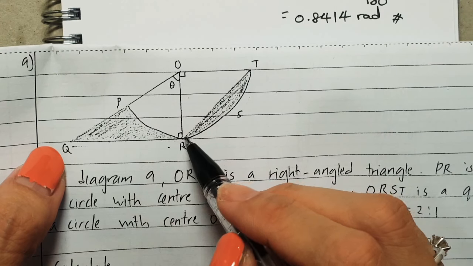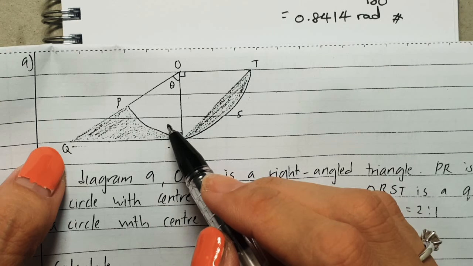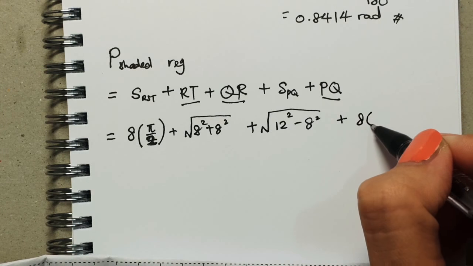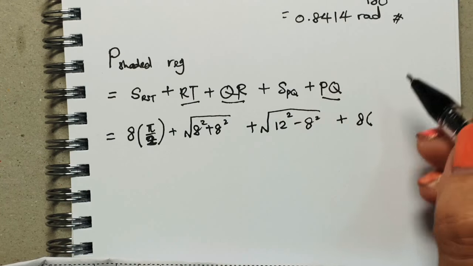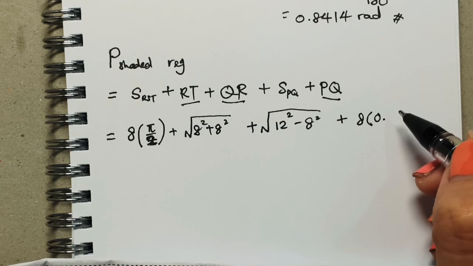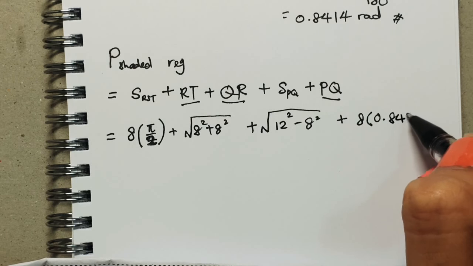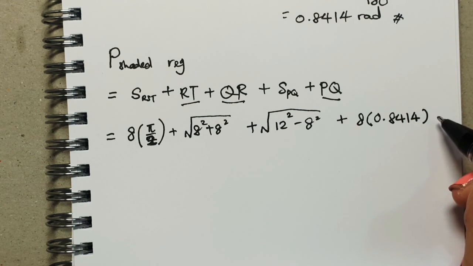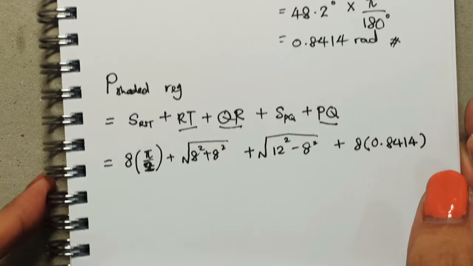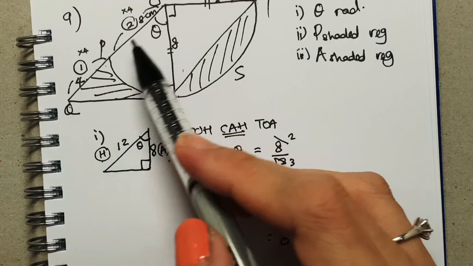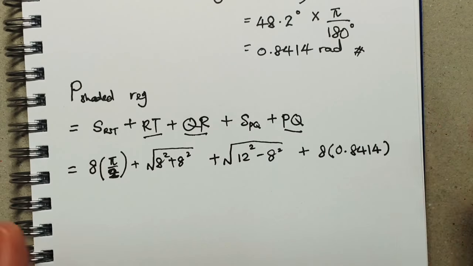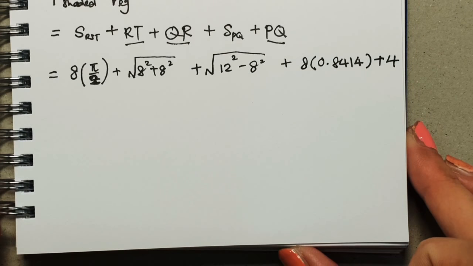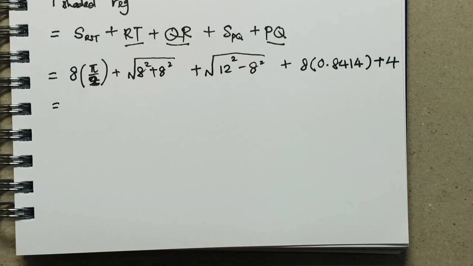Next is the PR. How do we find PR? S equals R theta. So our R is 8. The theta over here will be the one that we just found on top, 0.8414. And the PQ, so what is PQ? PQ is over here. We have just found PQ, isn't it? PQ is 4, so just plus 4 over there. Okay, so put everything in place. Now we can just use our calculator and calculate it.